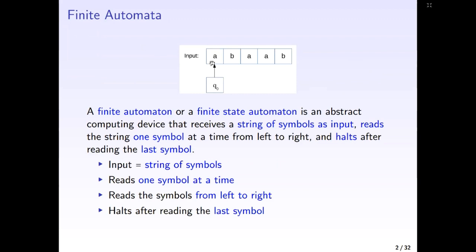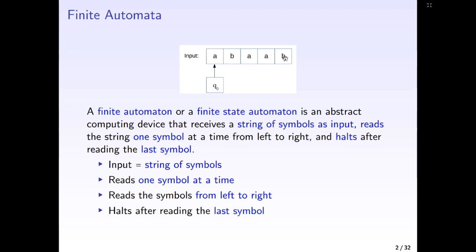A finite automaton, or finite state automaton, is an abstract computing device. You remember automata are abstract computing devices, very similar to the real world. We have computers in the real world that do a lot of computation for us, but in terms of theory, we have abstract computing devices that do the same thing for us. A finite automaton receives a string of symbols as input and reads the string one symbol at a time from left to right and halts after reading the last symbol.